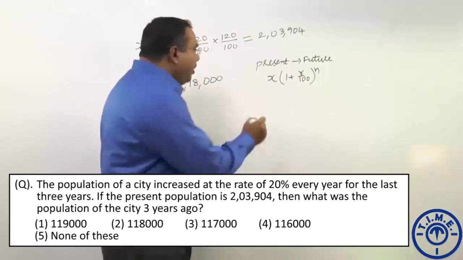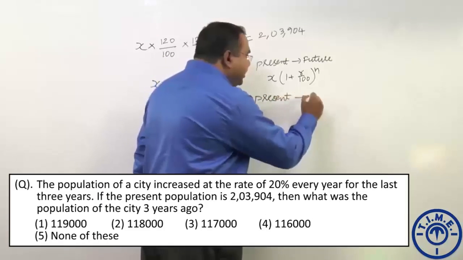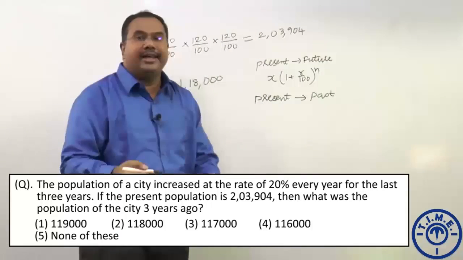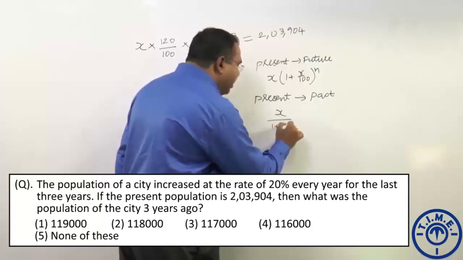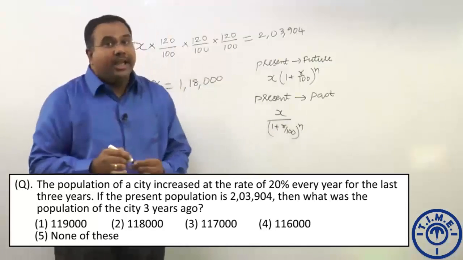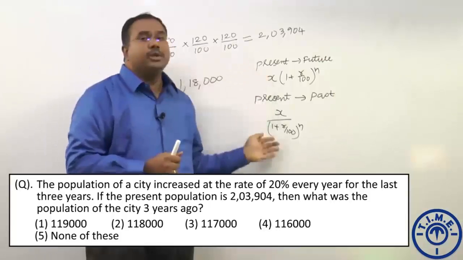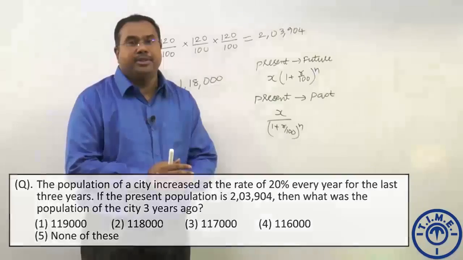Similarly, if present population is given, we can find out the past population, that is population 2 years ago, 3 years ago, 5 years ago, 10 years ago. The formula would be X by 1 plus R by 100 whole power n. Do not worry, if you cannot write down directly 120 by 100 into 120 by 100, we can also use the formulas to find future population and past population.